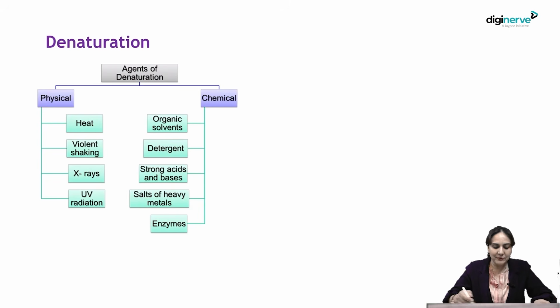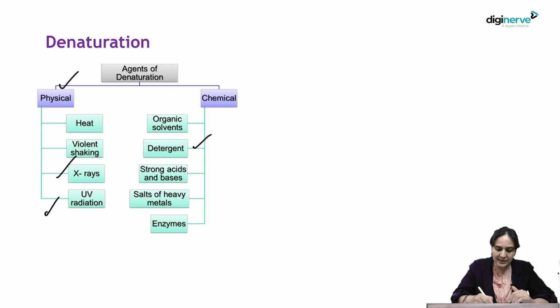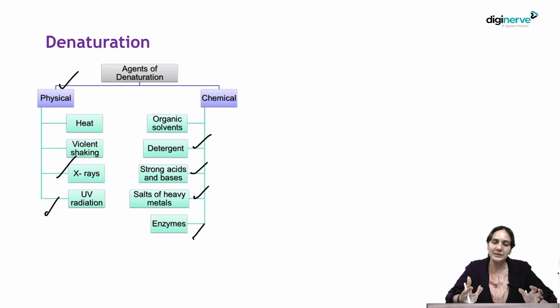So in what conditions can denaturation occur? It can occur under physical conditions like heat, violent shaking, X-rays or UV radiation, or under chemicals like organic solvents, detergents, strong acids, metals and enzymes. So all these can lead to denaturation of proteins, which will lead to unfolding of proteins in such a way that their function is lost.